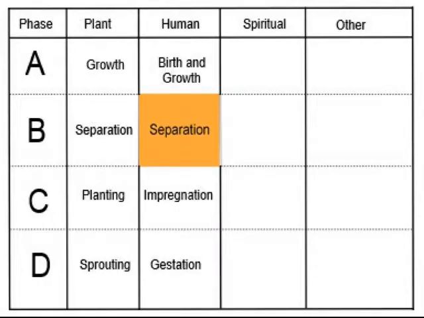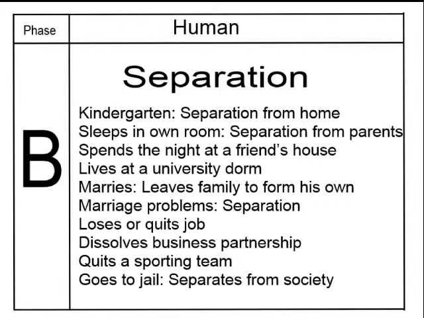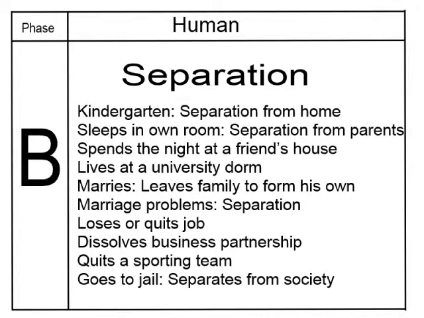Let's look at phase B in the human environment, the separation phase. And we have kindergarten, separation from the home. The child sleeps in its own room suddenly. That's separation from the parent at night. The child spends the night at a friend's house. That's separation. Student lives in the dorm. Separation from the home. The graduate marries, leaves the family to form his or her own. That's separation. Marriage problems. That's separation. Then the adult may lose or quit a job. That's separation. And he or she may dissolve a business partnership. That's separation.